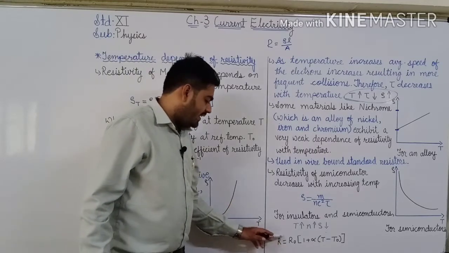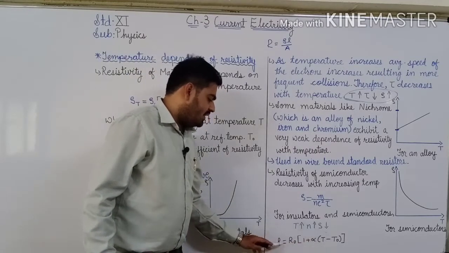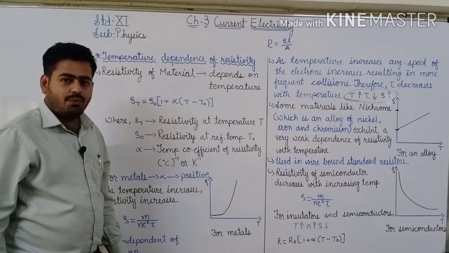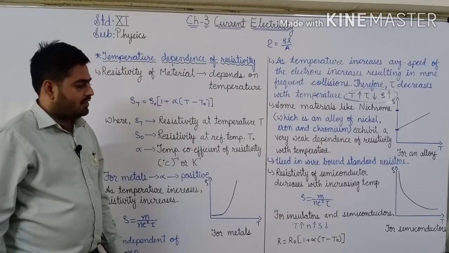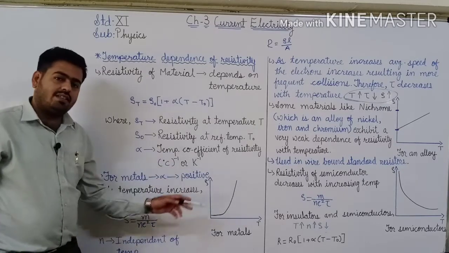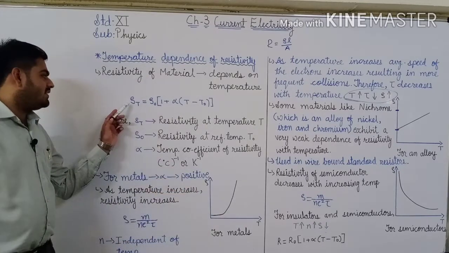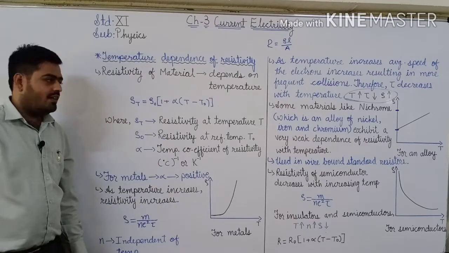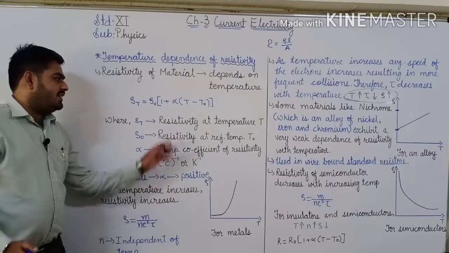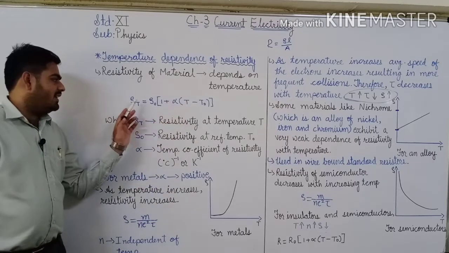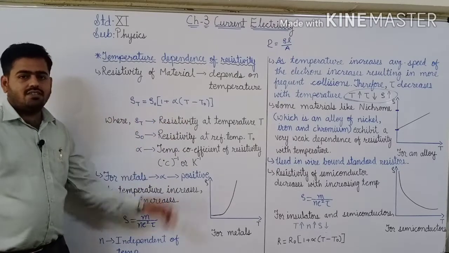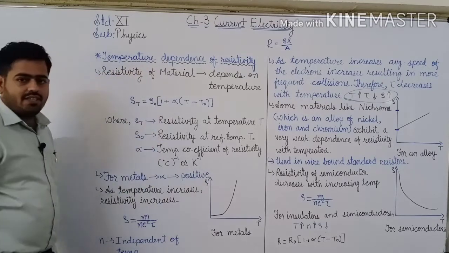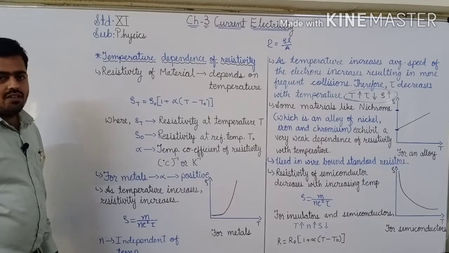So resistance varies with temperature with this relation. R is equal to R naught 1 plus alpha T minus T naught. When they are asking you to find resistance, then you have to use this relation. When they are asking you to find resistivity, at that time you have to use this relation. If the value of temperature is given to us, then we can easily find resistivity using this relation. I hope the concept of temperature dependence of resistivity is now clear to you.